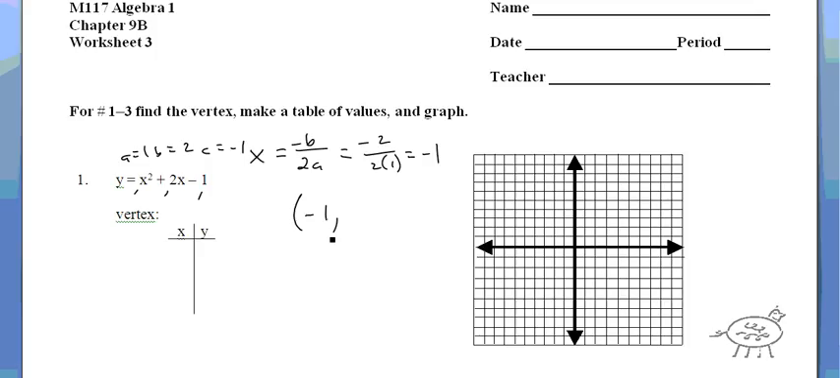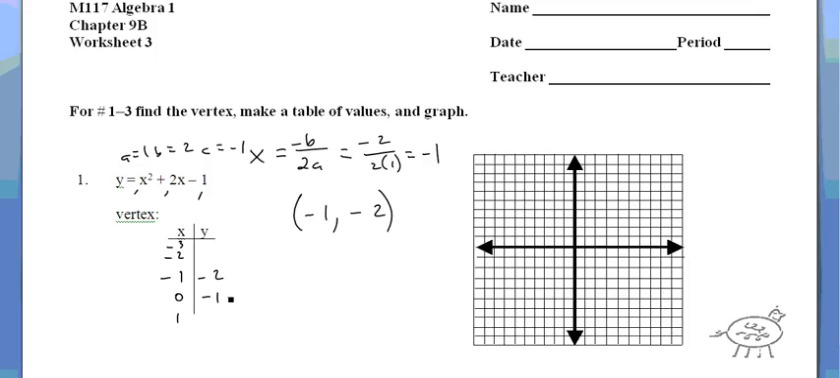So -1 squared is 1 plus 2 times -1. So 1 minus 2 is -1. Minus 1 is -2. So that's your vertex. That's going to be your middle point, -1, -2, and then we're going to do -2, -3, 0, and 1. 0 is the easiest one.